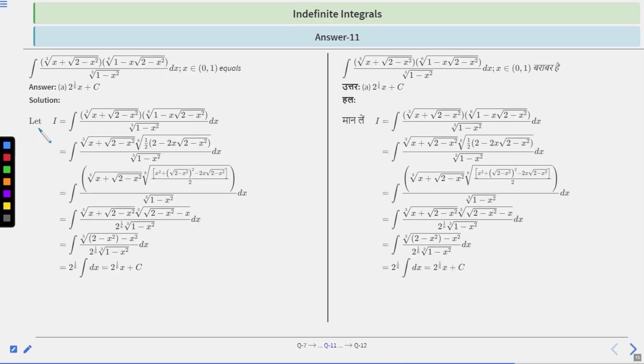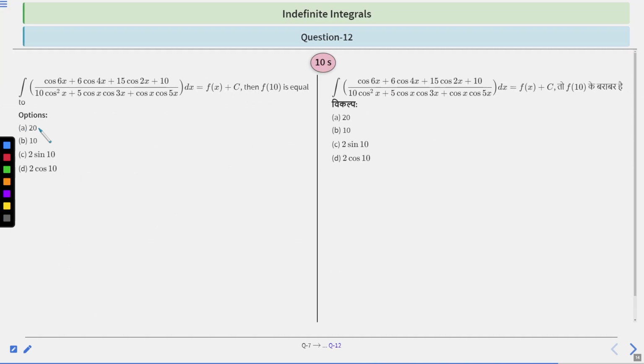Okay, let's move to the next question. Question number 12, which says C. Again, it is looking like a very lengthy question. Integration of cos 6x plus 6 cos 4x plus 15 cos 2x plus 10 upon 10 cos square x plus 5 cos x cos 3x plus cos x cos 5x dx is equal to f(x) plus c. Then f(10) will be equal to.